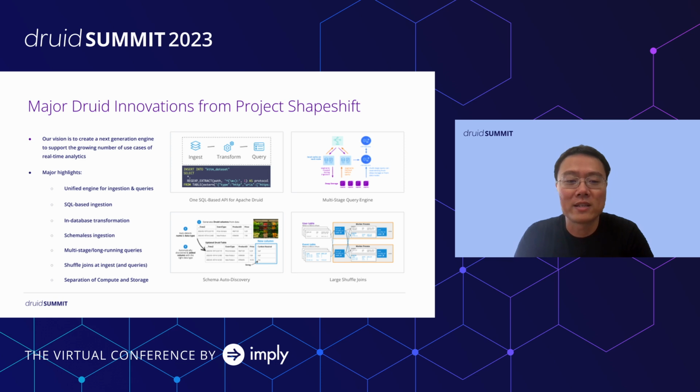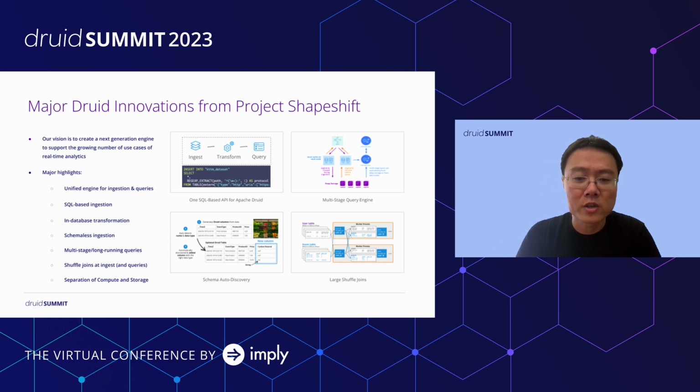I want to summarize what some of our major achievements have been over the last 12 months or more. And if you haven't been following, maybe this is a good chance to understand how Druid has been very rapidly changing. So to start off with, this idea behind Project Shapeshift and rebuilding Druid's engine is to create a new unified engine that can be used for both ingestion into Druid as well as queries into the system as well.